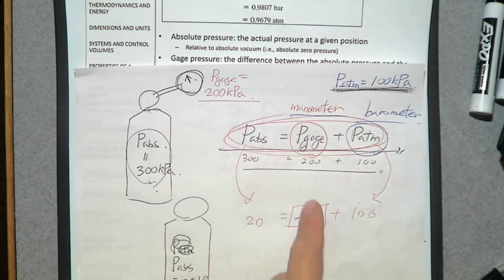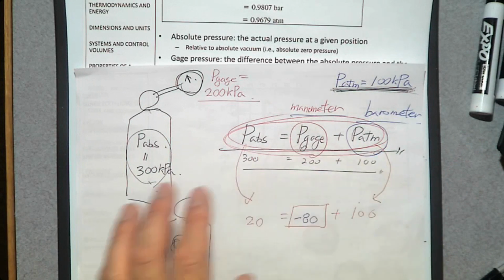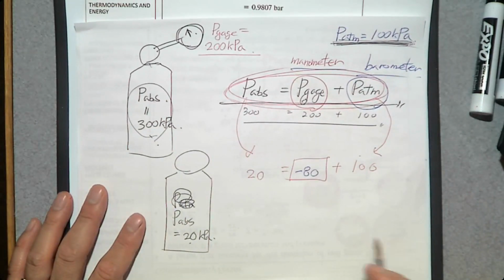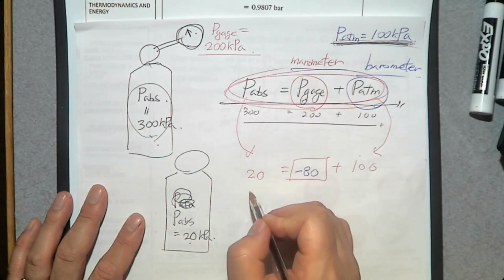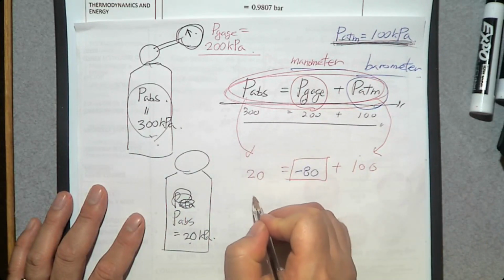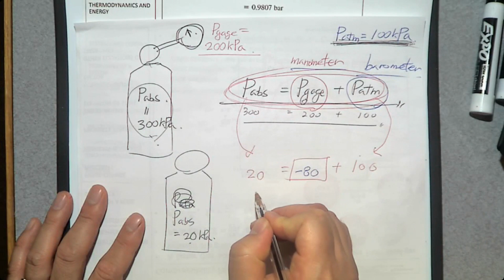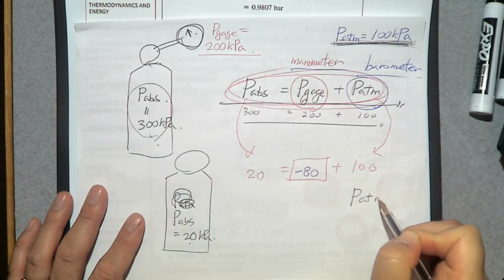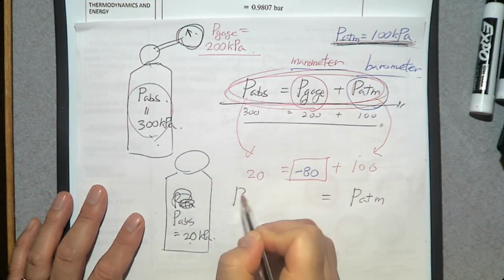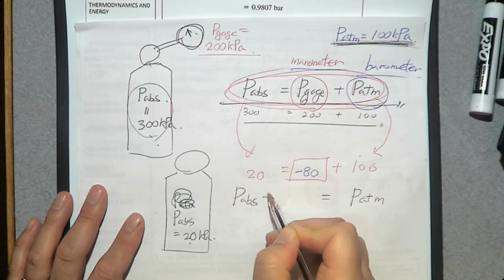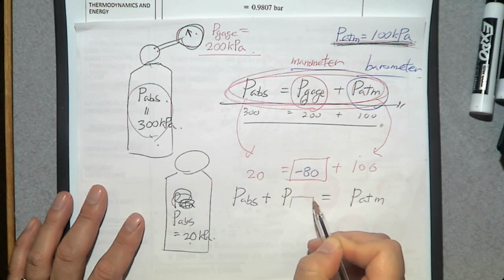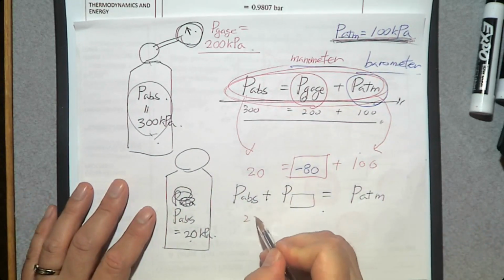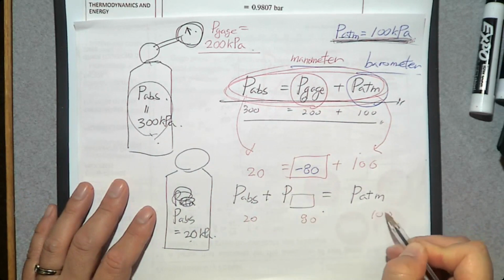So we cannot use this equation anymore. Then what can we do? We can say P_ATM is P_ABS plus P_gauge. Then it makes sense. Look at that: 20, 80, and 100.